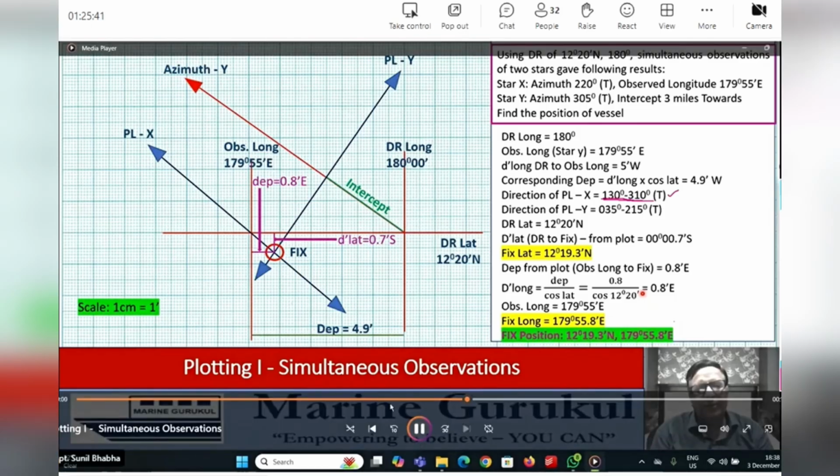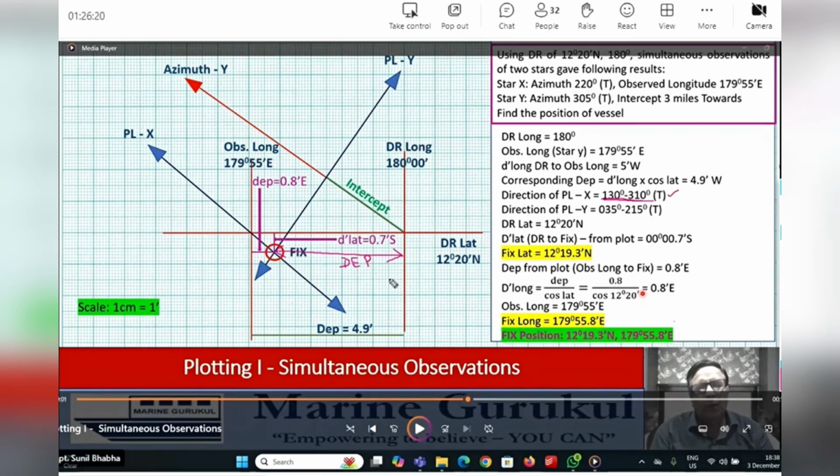Degrees 19.3 minutes north. Now, one more thing here, beta. In case somebody wanted to use DR longitude as its reference, you can use that also. That option is available to you. If you use DR longitude as your reference, then the departure is going to be here like this. So if you want, that also can be taken. It will give you a similar answer.